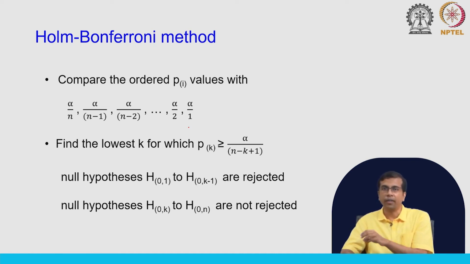So, again this method is less conservative. As you can see, we are changing the significance cutoff, the threshold for calling significance, from most stringent to less stringent, based on the p value ordering.